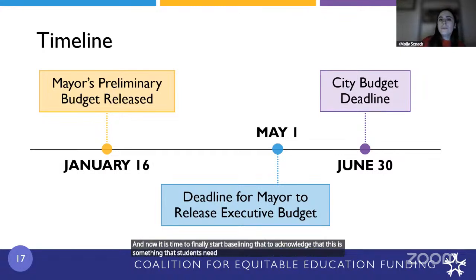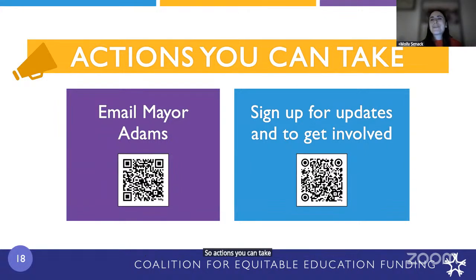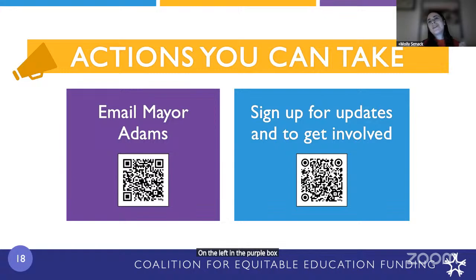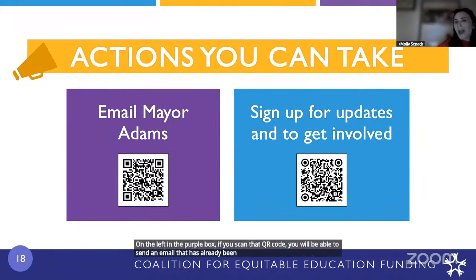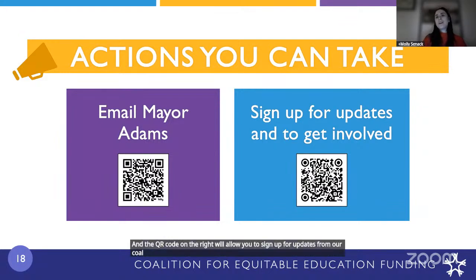So, actions you can take, because why come to a forum with a problem if you're not going to provide solutions? On the left in the purple box, if you scan that QR code, you will be able to send an email that has already been written for you to Mayor Adams, and the QR code on the right will allow you to sign up for updates from our coalition and to get more involved.